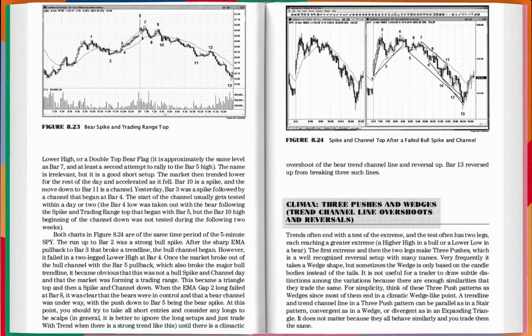For simplicity, think of these 3 push patterns as wedges, since most of them end in a climactic wedge-like point. A trend line and trend channel line in a 3 push pattern can be parallel as in a stair pattern, convergent as in a wedge, or divergent as in an expanding triangle. It does not matter because they all behave similarly and you trade them the same.